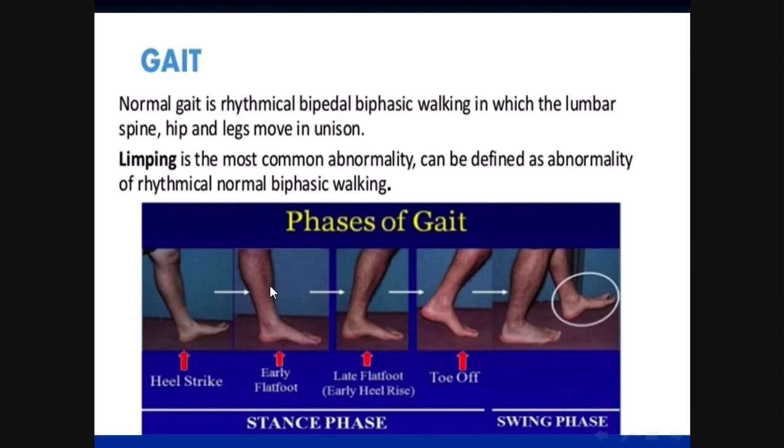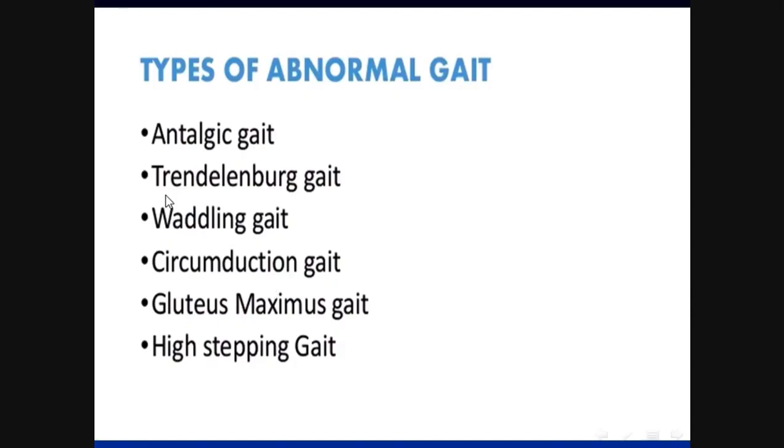So we can identify 6 different gaits. We must know the antalgic gait, Trendelenburg gait, waddling gait, circumduction gait, gluteus maximus gait, and high stepping gait.